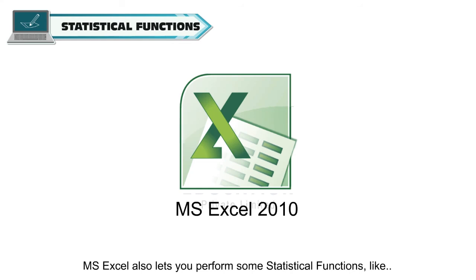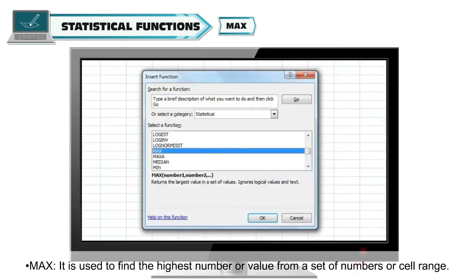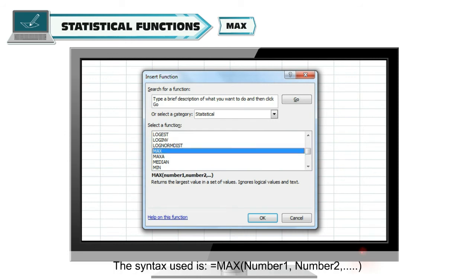MS Excel also lets you perform some statistical functions like max. It is used to find the highest number or value from a set of numbers or cell range. The syntax used is equal to max and in brackets number 1, comma number 2, comma and so on.